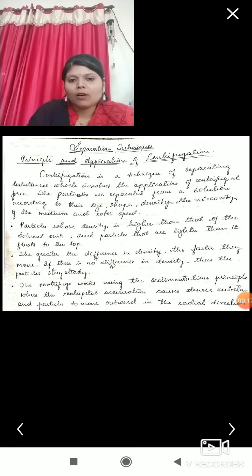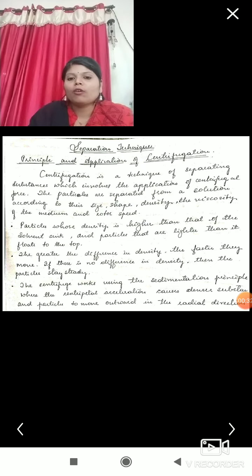Centrifugation is a technique of separation of substances which involves the application of centrifugal force, where the particles get separated from the solution according to their size, shape, density, viscosity of the medium, and the rotating speed, through which it is getting separated.